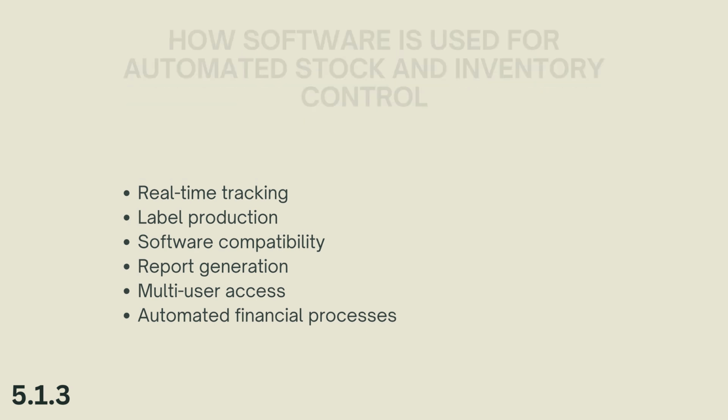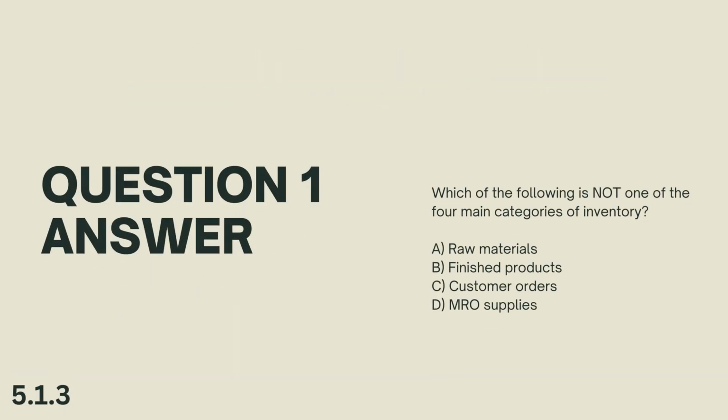By implementing these automated systems, businesses can significantly reduce errors, save time, and make more informed decisions based on accurate, up-to-date data. Now, let's revisit our earlier question. Which of the following is not one of the four main categories of inventory? A. Raw materials. B. Finished products. C. Customer orders. D. MRO supplies. The correct answer is C. Customer orders.